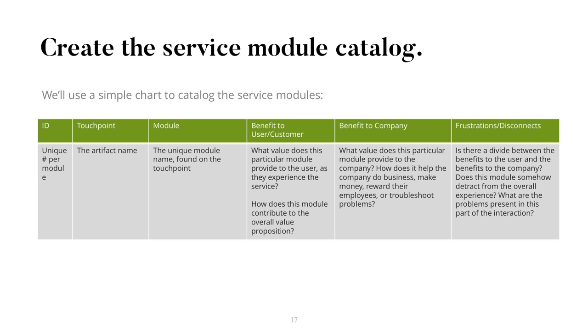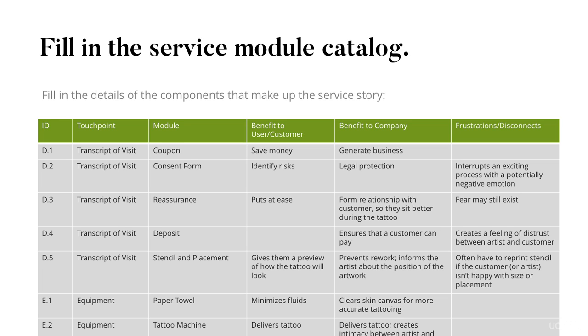The chart has a unique ID on the left, and then we're going to give the artifact a name, and that's the touch point. We'll have the module name, which is when we've zoomed into that module, and then we're going to articulate the benefit to both the user, but also to the company. And when there's a disconnect or a frustration, we're going to highlight that. You can see here that we've included all of the tattooing information in that chart, filling in the details of all the components that make up the service.